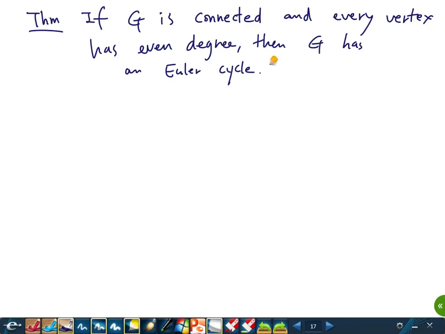The proof is a little more difficult than the previous one, so I'm not going to prove this. But it is proved by induction on the number of edges or vertices. If you're interested, you can read the proof in the textbook. It is interesting that the converse is also true. So it is very easy to check whether a graph has an Euler cycle or not, because all you need to do is look at the degrees of the vertices. If the degrees are all even, then the answer is yes. If you can find a vertex of odd degree, the answer is no.